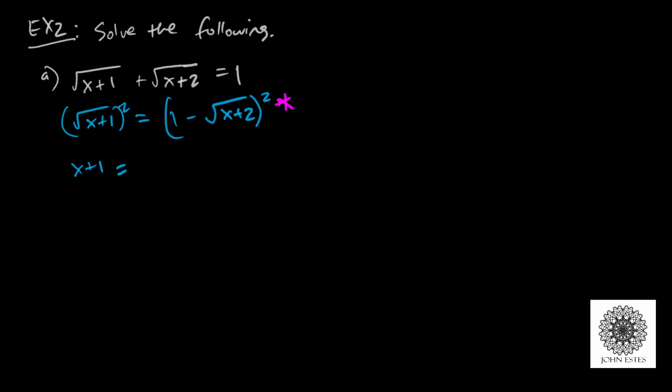So if it helps, visualize it like this. 1 minus square root of x plus 2 times 1 minus square root of x plus 2. So you have to use FOIL method here. So when I multiply the first terms, 1 times 1, I get 1. The outside terms, I have minus square root of x plus 2. The inside terms are also minus square root of x plus 2. And then lastly, I end up with a plus square root of x plus 2 squared, which is just x plus 2.